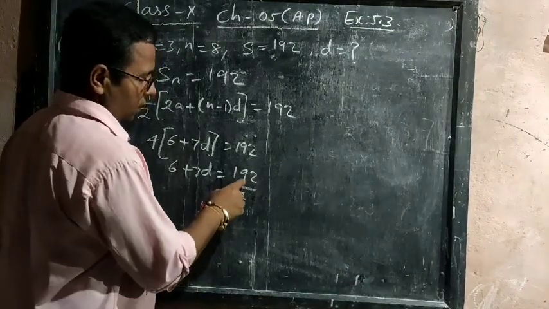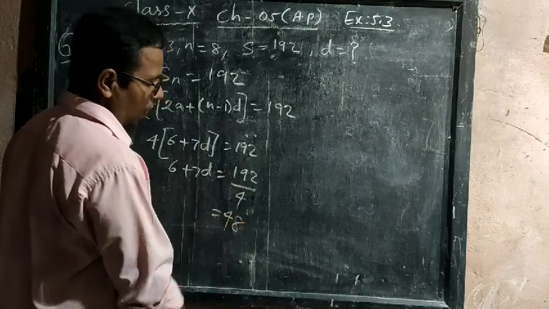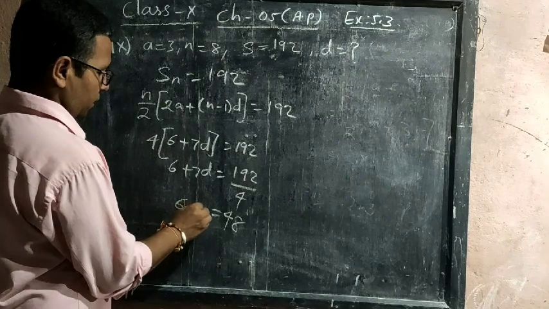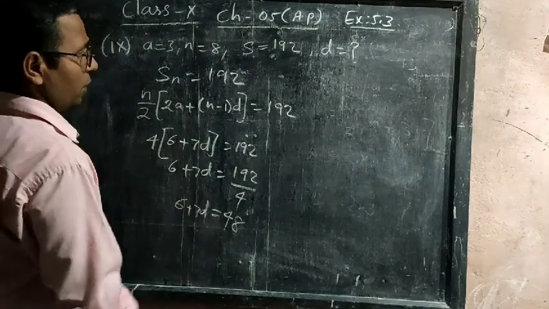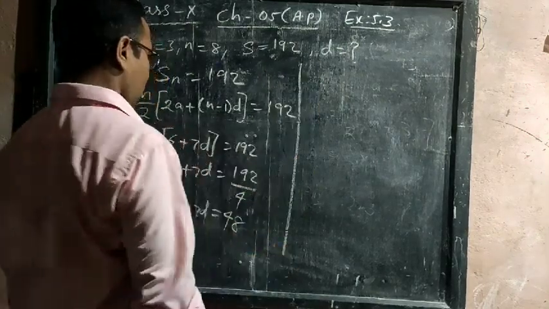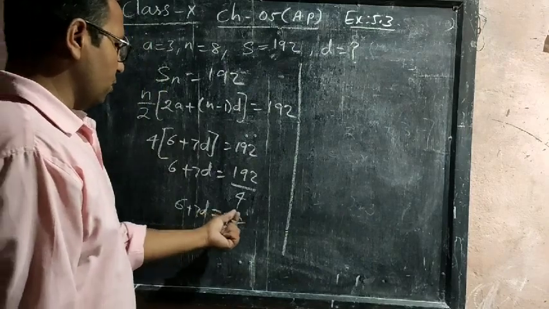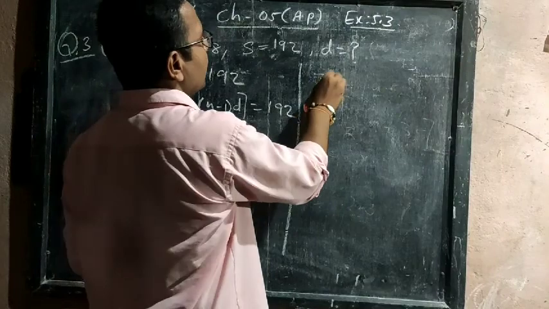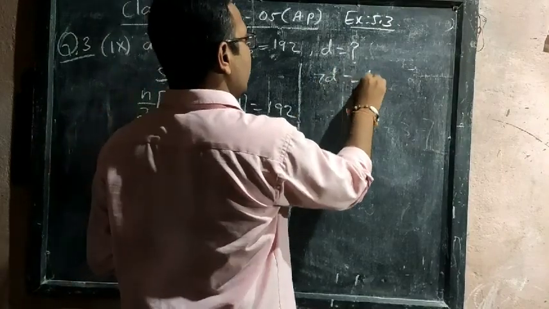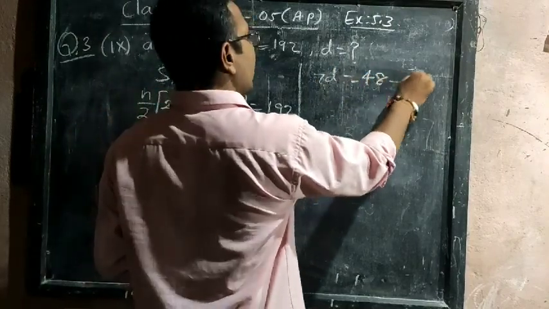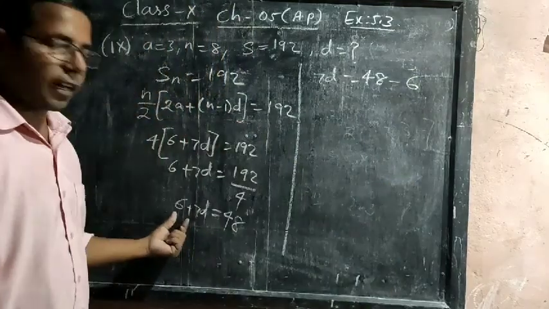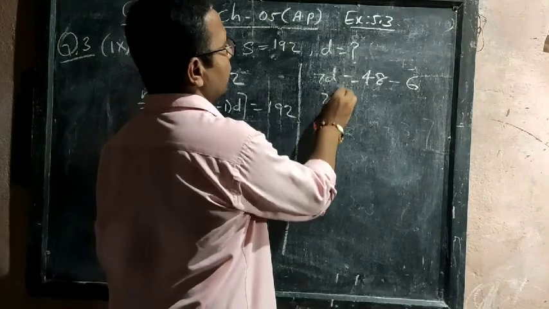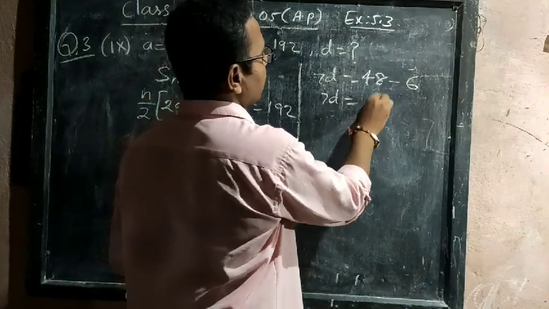4 4 is 16 and 3 8, you will get 48 here. So 6 plus 7d is equal to 48. Now students, this 6 will go on the RHS, so it will become negative. So 7d is equal to 48 minus 6, you will get 42.